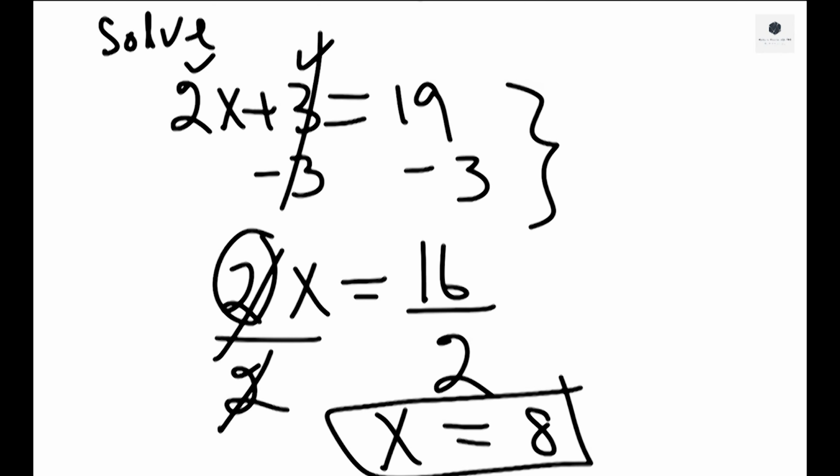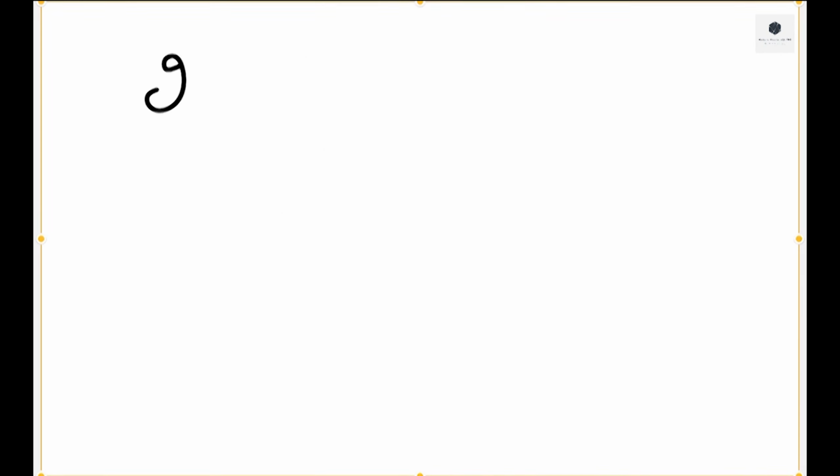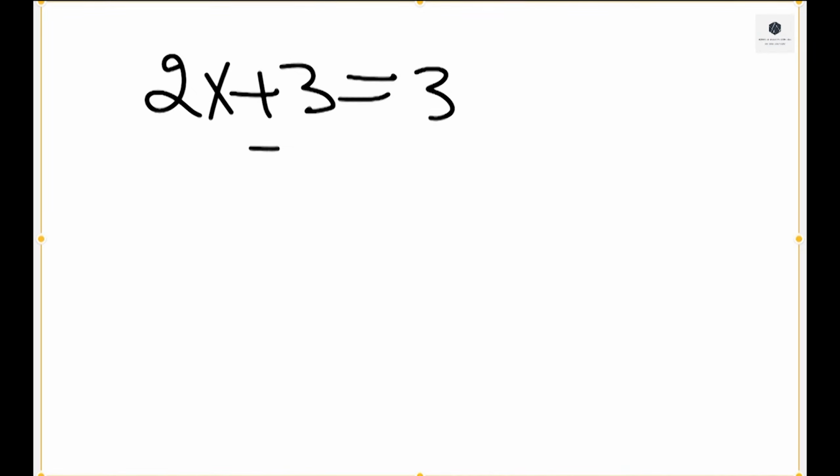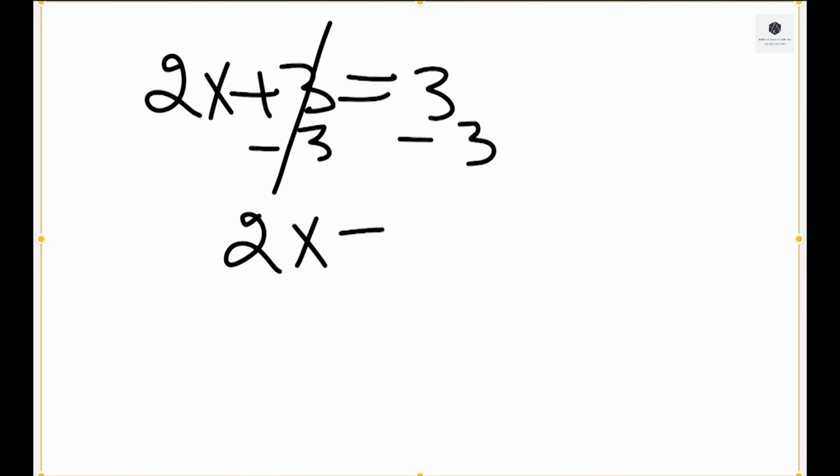Let's do another example. For example, they give me 2x plus 3 equals 3. The previous question was 2x plus 3 equals 19, but in this question, I intentionally took two values, plus 3 and minus 3, which will give me 0, because I want to show you how to do those questions. I have to get rid of plus 3, so minus 3 on this side and minus 3 on this side. The plus 3 and minus 3 are gone. What is left? 2x. Now 3 minus 3 is 0. This I wanted to show you.